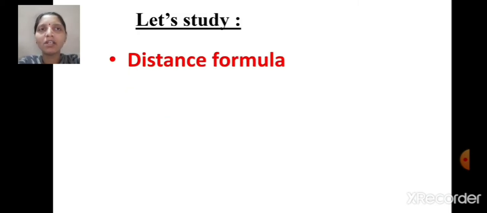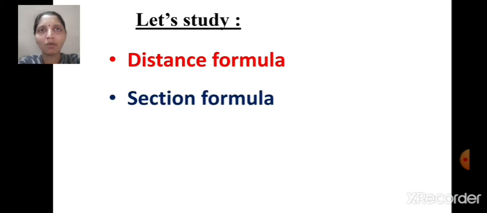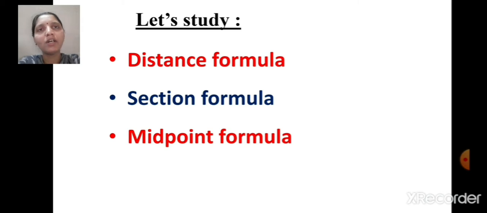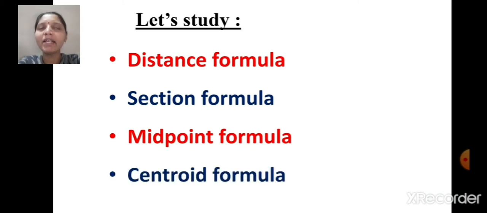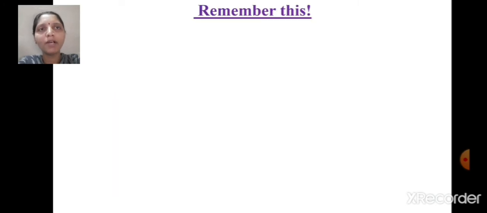So we have learned about the distance formula, then we have learned the section formula, and based on this we have solved practice set 5.1. Okay, after that we have learned about the midpoint formula and centroid formula, and based on that we have solved practice set 5.2. Now these are the four important formulae you have to remember in this lesson. Okay, so let's see each formula one by one.